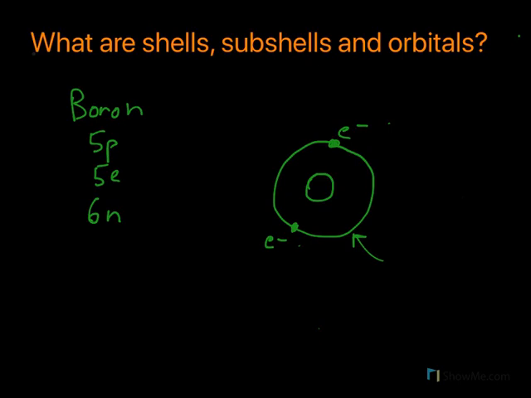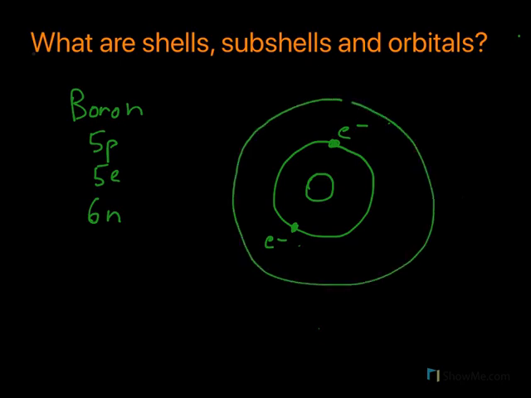Well, we have 3 more electrons to put in, so what do we do? Well, nature basically makes a larger orbital, a larger sphere that encircles the smaller sphere and encircles the nucleus. And we can go ahead and put 2 electrons here. This is the second shell. So this is the second shell, and it has 2 electrons.